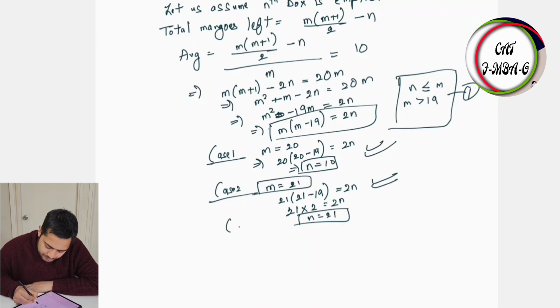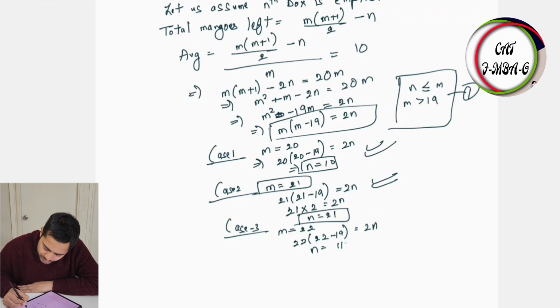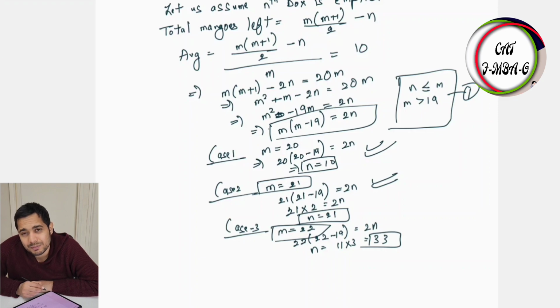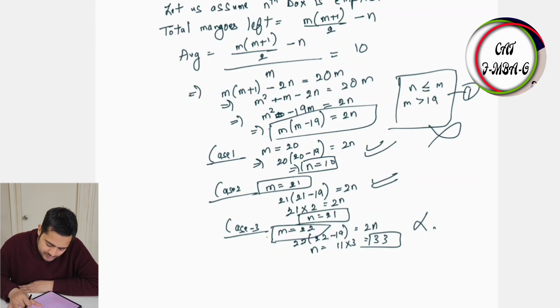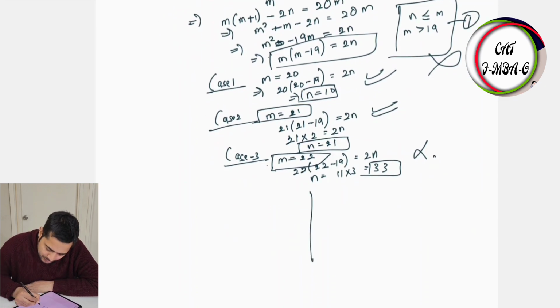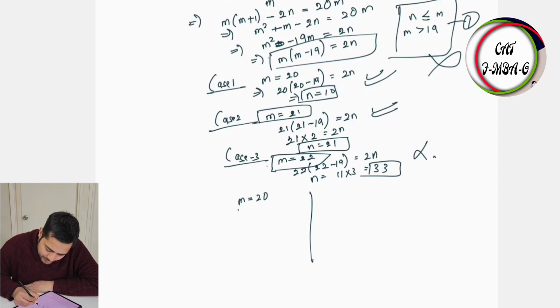Let us say case 3. M is equal to 22. So 22 into 22 minus 19 is equal to 2n. N is equal to 11 into 3 is equal to 33. This is not possible. It says that the total number of boxes m is equal to 22 and nth box, 33rd box is emptied. This is not possible. So that means if you are going above 21, then this equation does not hold. So we have two cases. M is equal to 20, n is equal to 10.